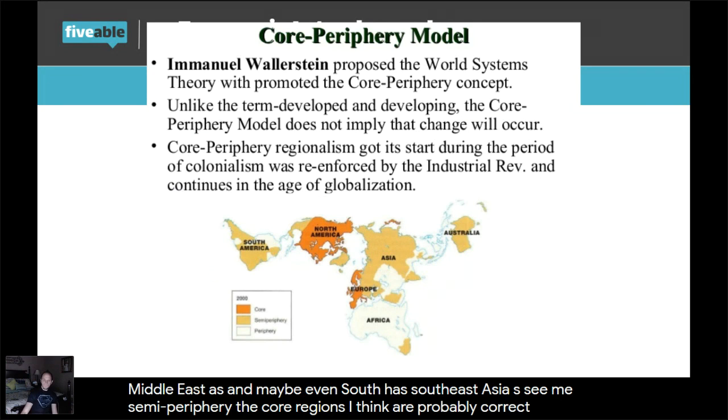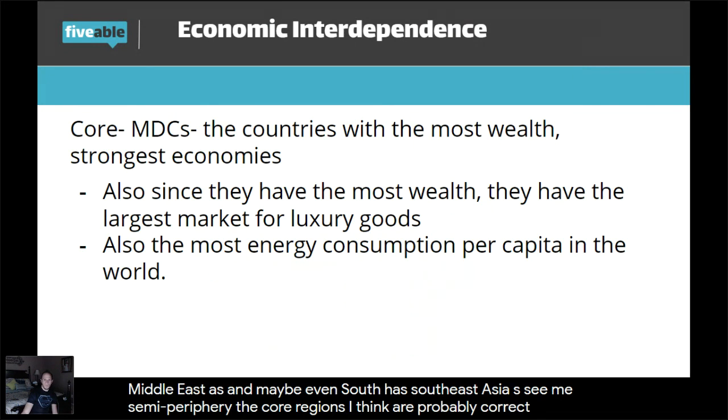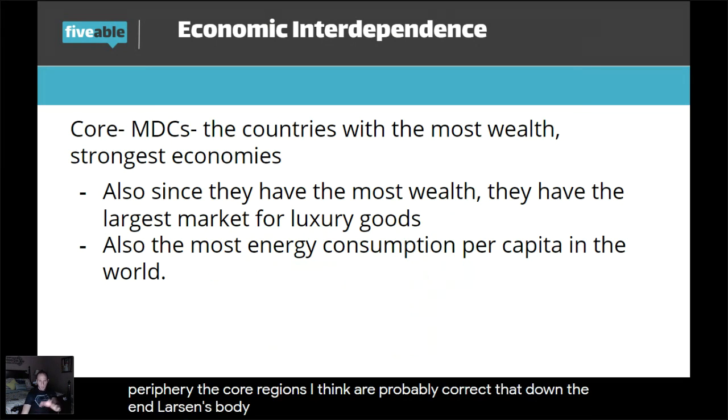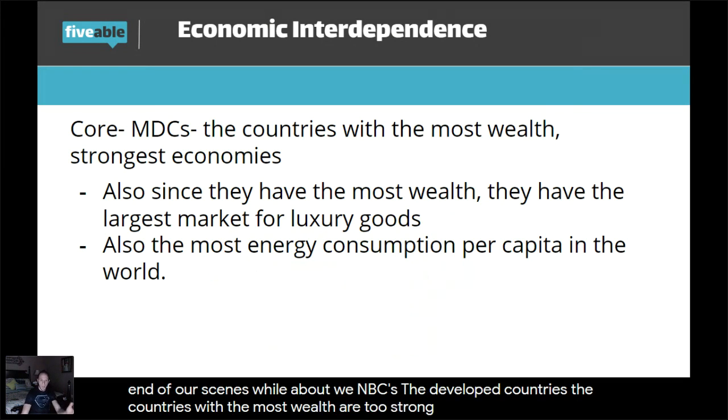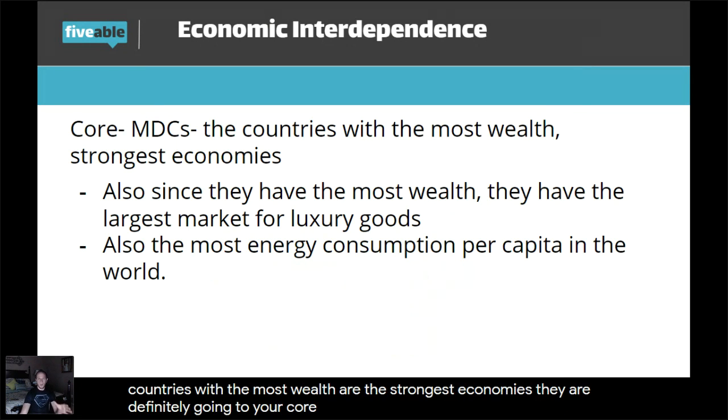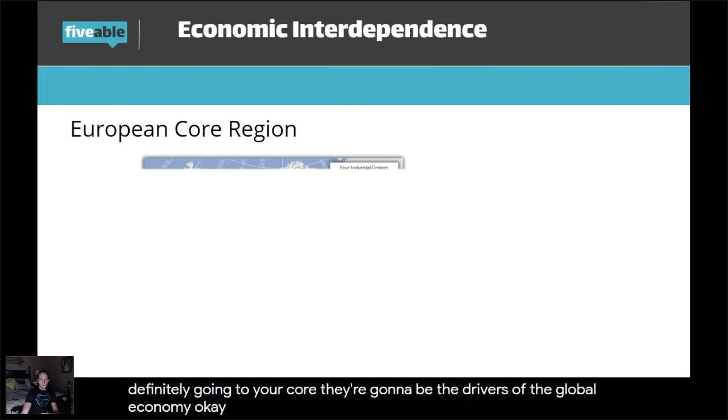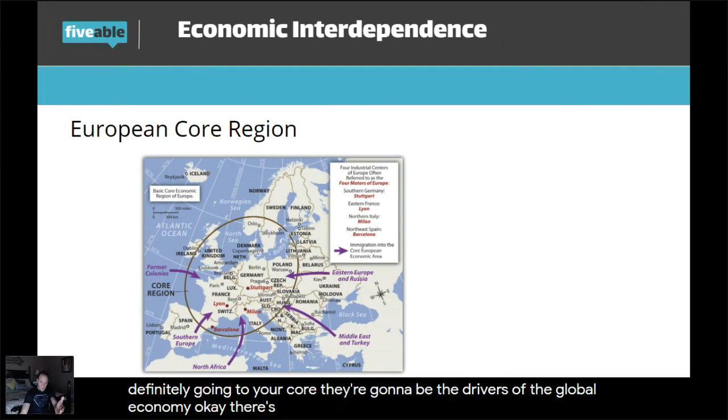Enough on Wallerstein. We've beat that down. In Wallerstein's model, by the way, MDCs, the developed countries, the countries with the most wealth, are the strongest economies. They are definitely going to be your core. They're going to be the drivers of the global economy. Okay. There's your economic core region.